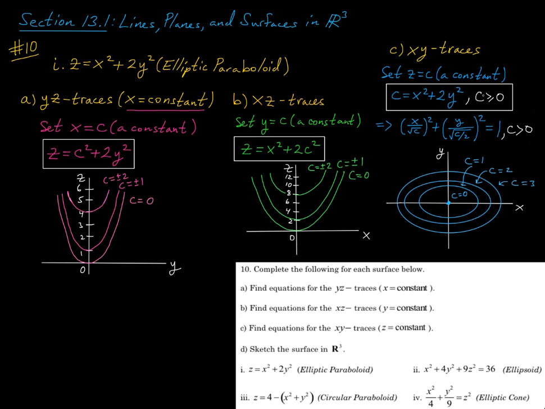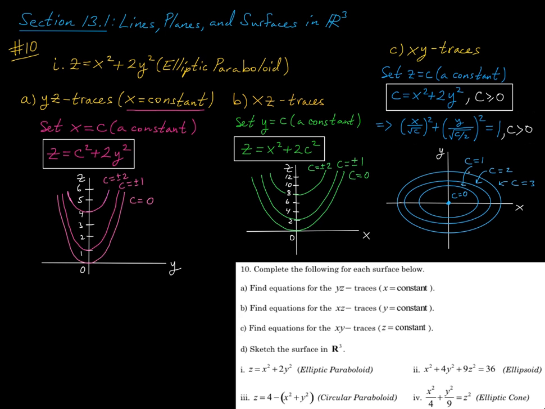Now, is c ever equal to 0? Well, it is, and that happens at just one point. It happens when both x and y are equal to 0. So the xy trace when z, which is equal to c, is equal to 0 is just the single point at the origin here.